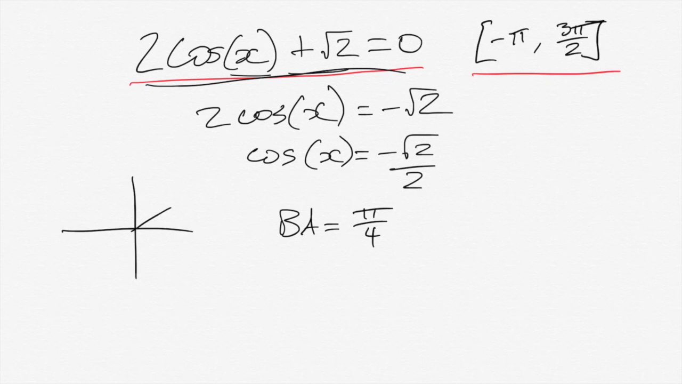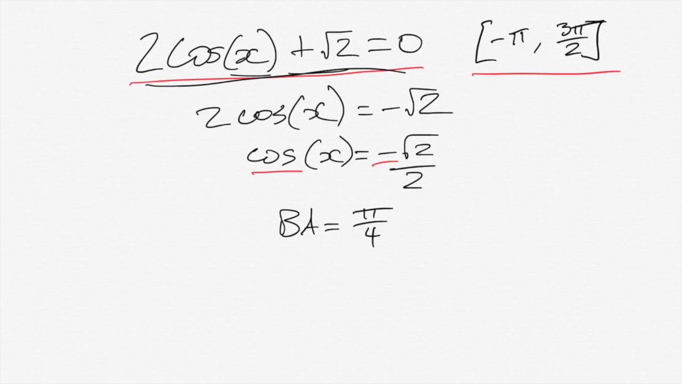But pi on 4 isn't actually a solution to our problem, because we need cos to be negative. So on this diagram, I actually wouldn't use this line here. I'd just start with a diagram that looks like that. Let me rub it all out and I'll show you what my standard working would be.